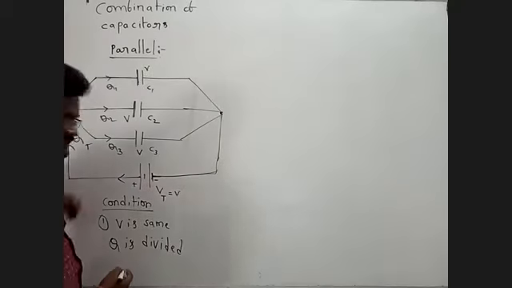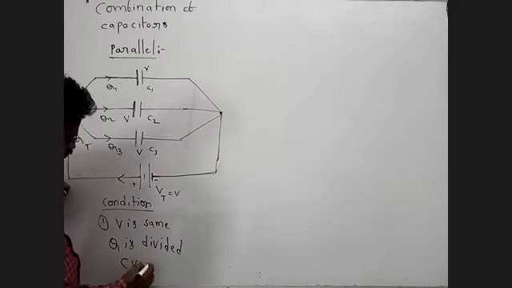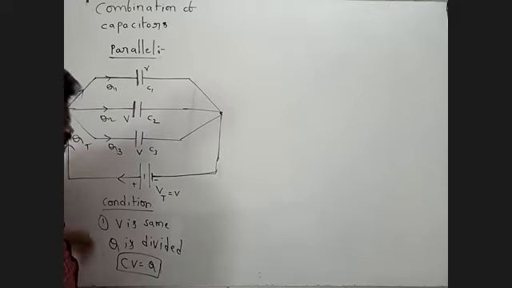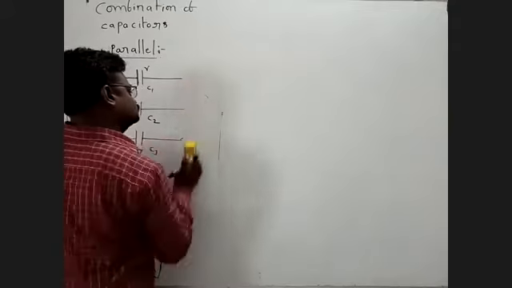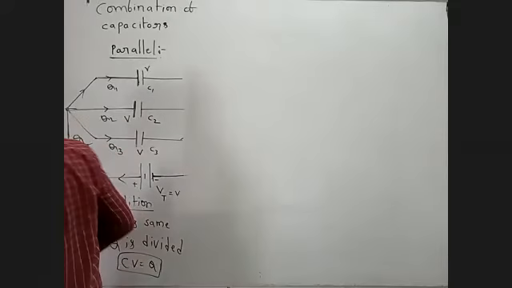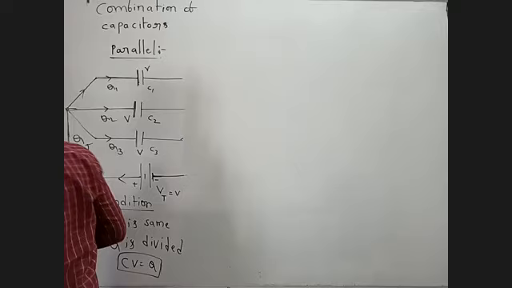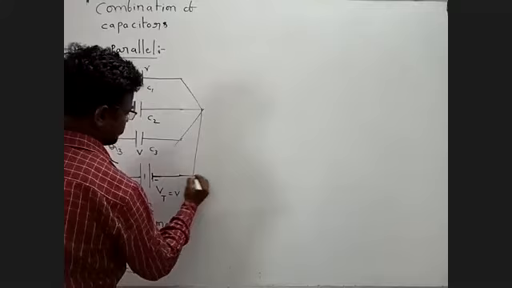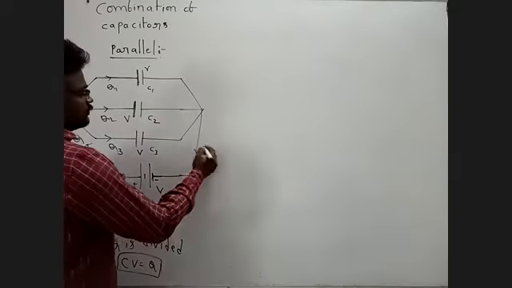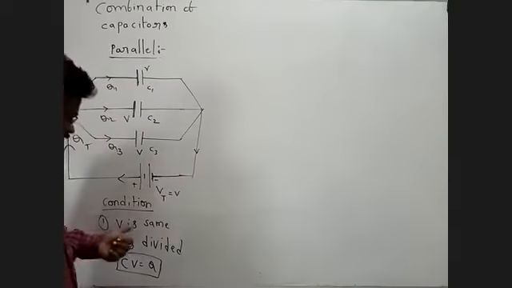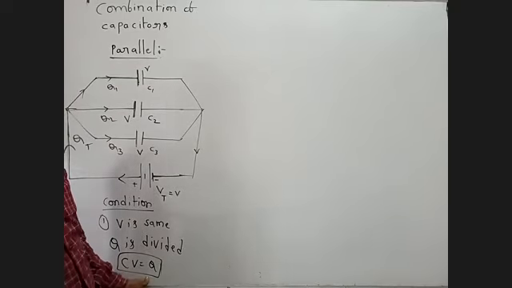Okay, come to the point. The general formula of capacitance is CV equals Q. This is the general formula. V is the same, Q is divided, and CV is equal to Q.